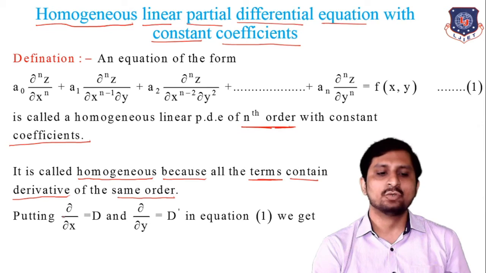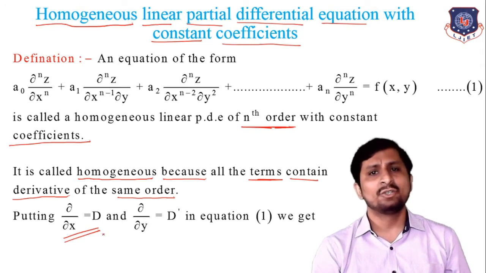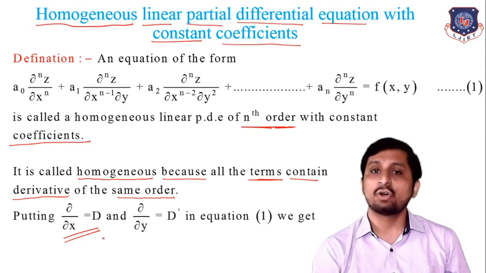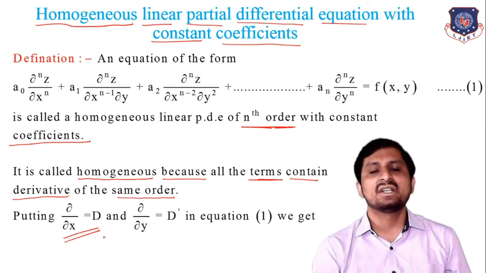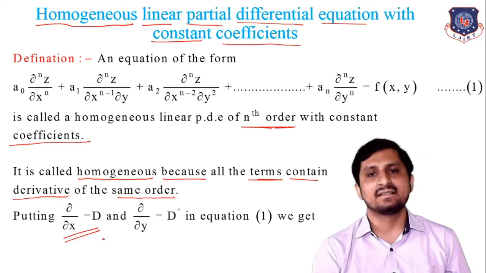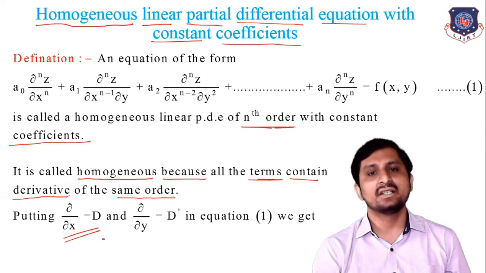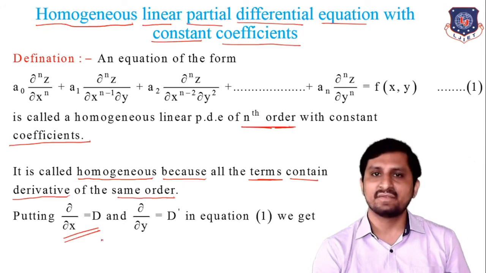So first we assume del by del x is equal to capital D. Capital D is nothing but an operator. You already used this type of notation in ordinary differential equation, where d by dx is equal to capital D, and d square by dx square is equal to capital D square. But in that case we have only one independent variable x and y is a dependent variable, in ordinary differential equation.